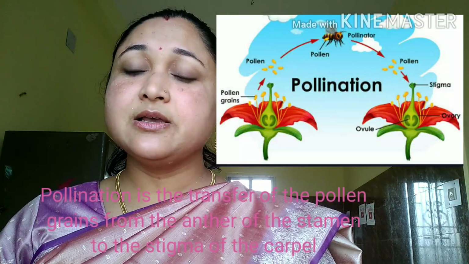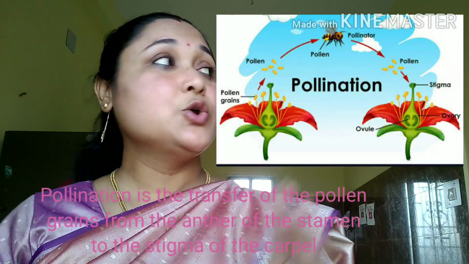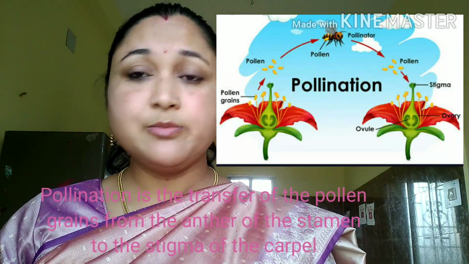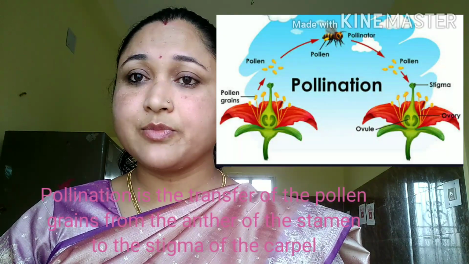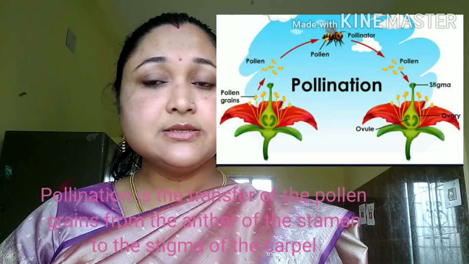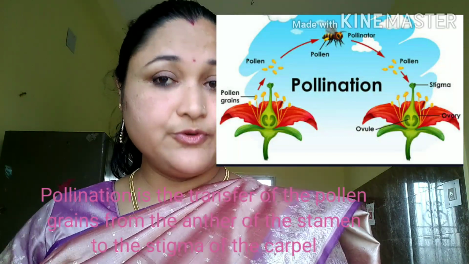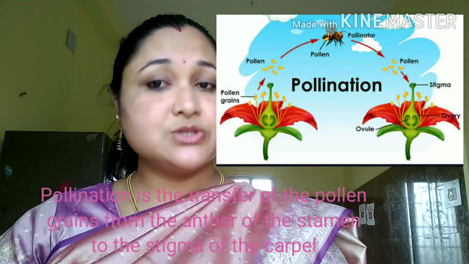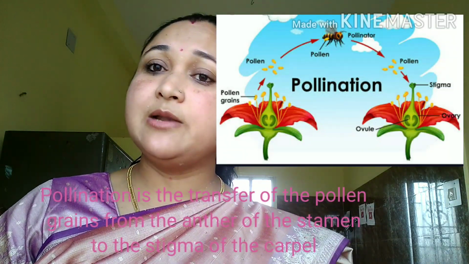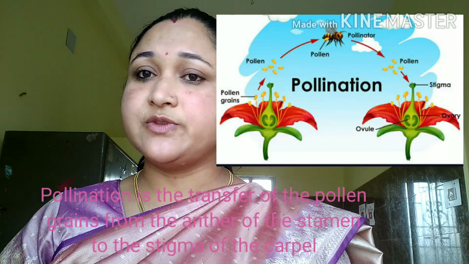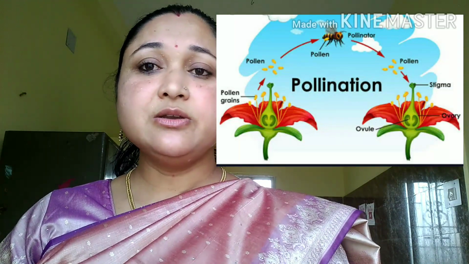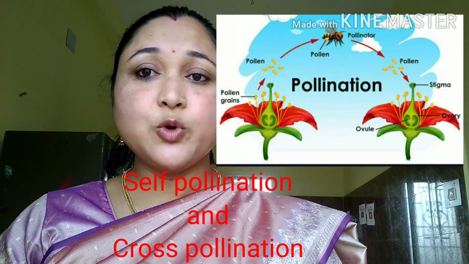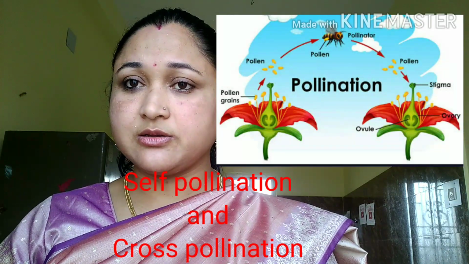So, what is this pollination? Pollination is the transfer of the pollen grains from the male part of the flower, that is the stamen, to the stigma of the carpel, the female part of the flower. So this transfer of the pollen grains from the male part to the female reproductive part of the flower is said to be pollination. Now, pollination is of two types, that is self-pollination and cross-pollination.